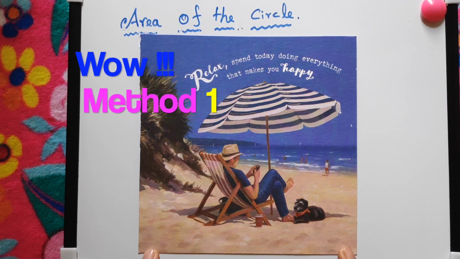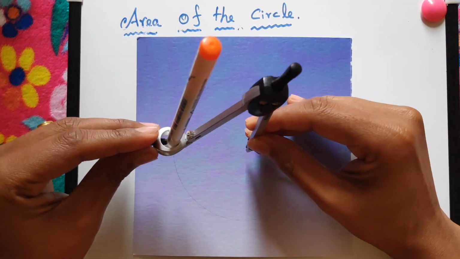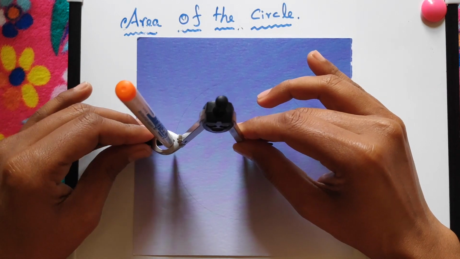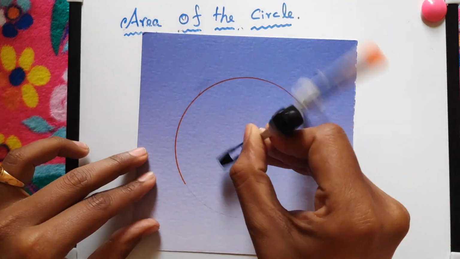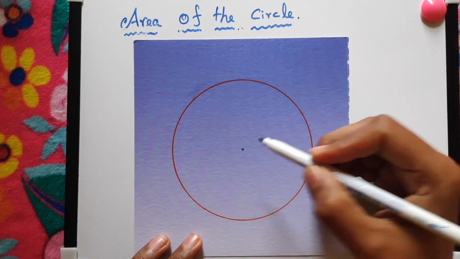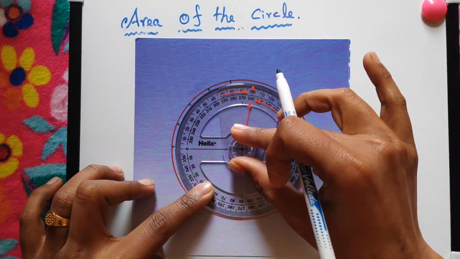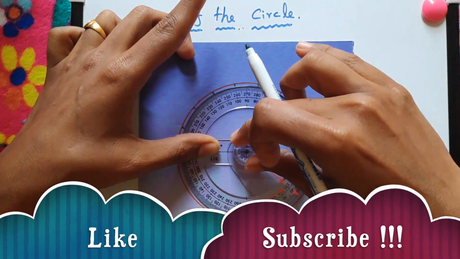Now we are going to visualize the area of the circle by doing a simple activity. Let's take a piece of paper and draw a circle. In a circle we have 360 degrees. I am going to divide it into 20 degrees each, where we will get 18 equal parts.